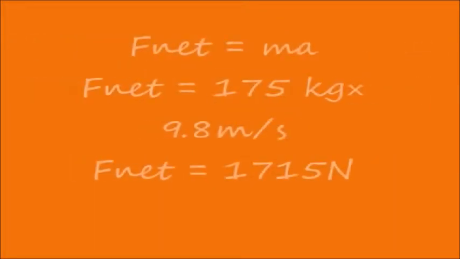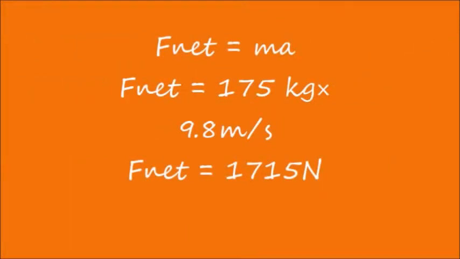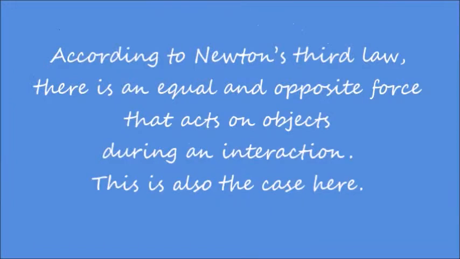squared. F net is equal to mass times acceleration. We can use the mass of person B and acceleration to find F net, and it turns out to be 1,715 newtons. To find person A's acceleration, we can use Newton's third law.